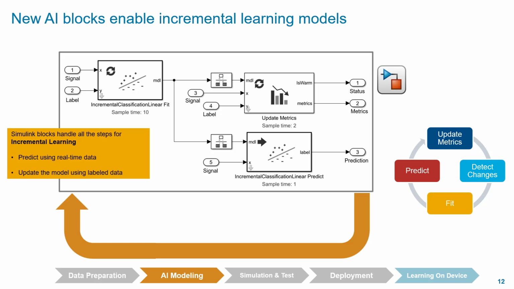There are 4 basic steps to incremental learning. One is updating the metrics in terms of determining how accurate the model is. Another step is that it can detect changes and decide whether or not to fit depending on the use case. The fit step, where the model is actually updated, and the predict step, where the newly updated model is now used to create predictions.